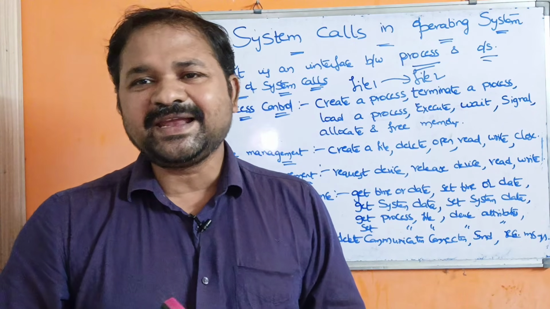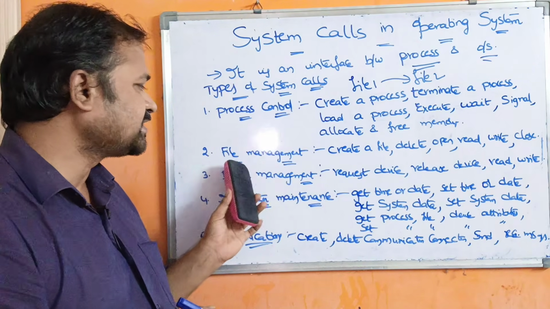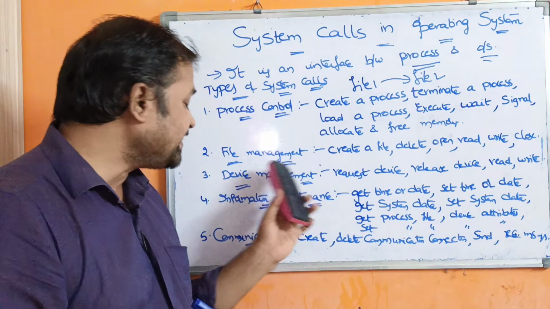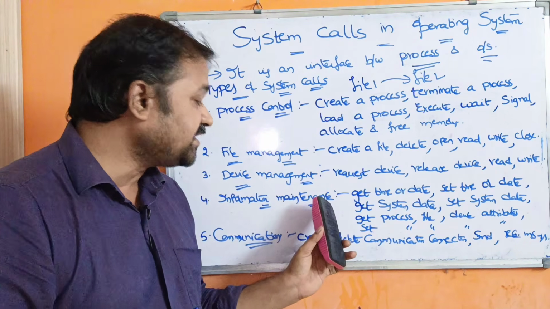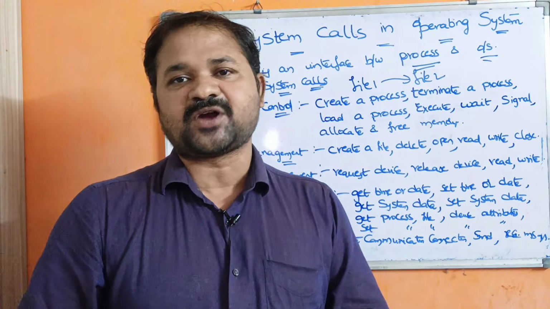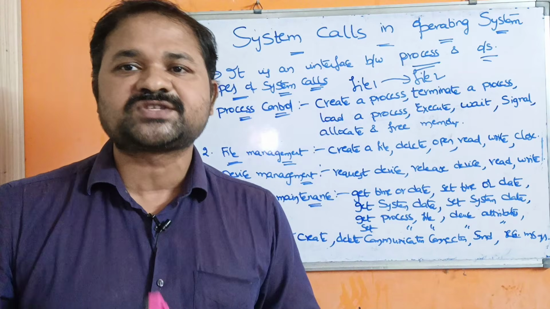System calls are mainly classified into 5 types. First one is process control system calls. Second one is file management system calls. Third one is device management system calls. Fourth one is information maintenance system calls. And the last one is communication system calls. In this video, we are going to discuss all these system calls one by one.